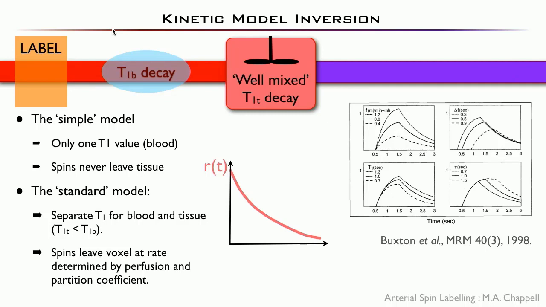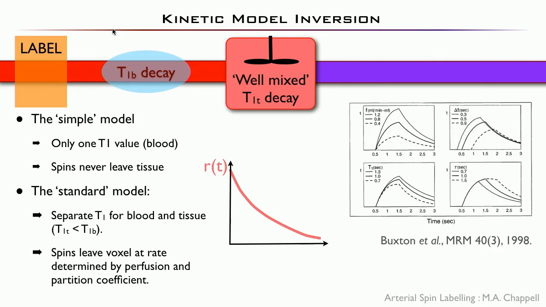Or we can do what I routinely call the kind of standard model. This is kind of Rick Buxton's work back in '98, which is to say that there's a different T1 in blood and in tissue because they're slightly different environments, and that there's a certain proportion of label that will leave and leak out into the venous vasculature.